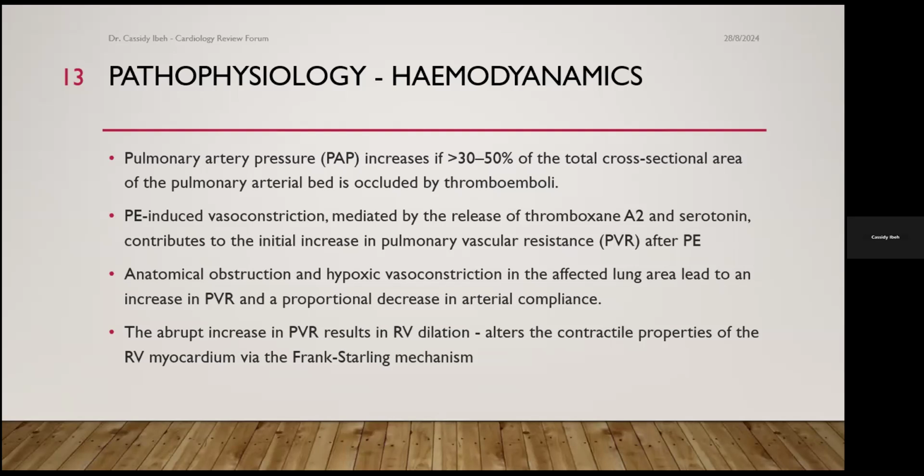Now, the anatomical obstruction and the vasoconstriction in the affected lung area lead to an increase in pulmonary vascular resistance and a proportional decrease in arterial compliance. With the abrupt increase in peripheral vascular resistance, there will be right ventricular dilatation, which alters the contractile properties of the right ventricle through the Frank-Starling mechanism.